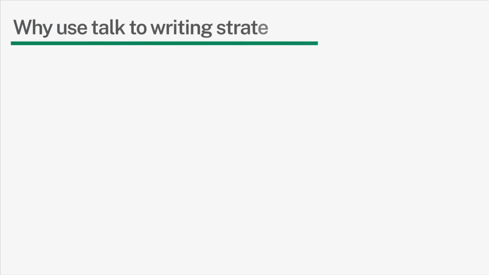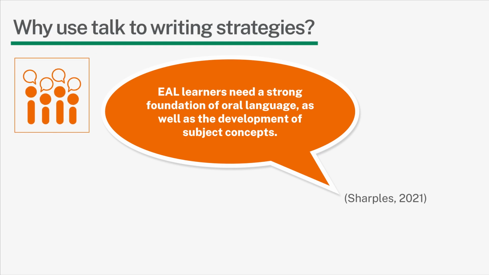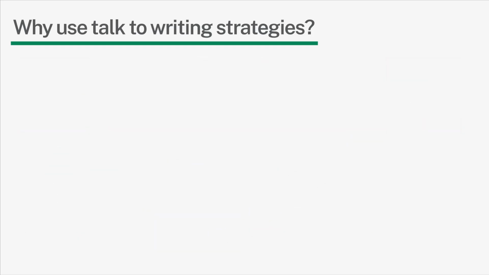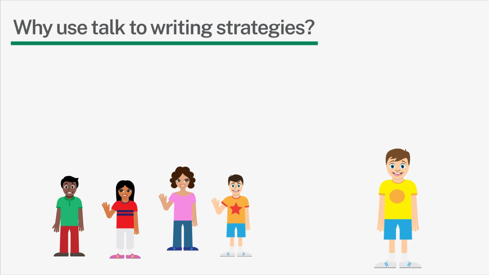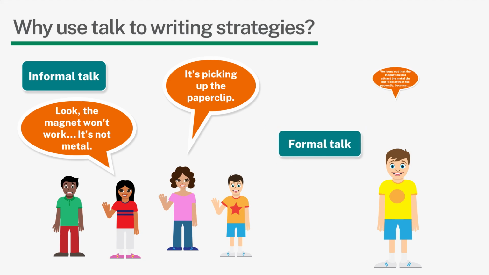Why use talk to support writing? A solid grounding in speaking skills is essential to support the development of writing and the understanding of the curriculum concepts. Therefore, activities that encourage and develop oracy skills are crucial to the development of writing skills in learners who use EAL of all ages. Alongside this, the suggested strategies support and provide the scaffolding that learners need to help them to move between informal spoken language and formal written language.